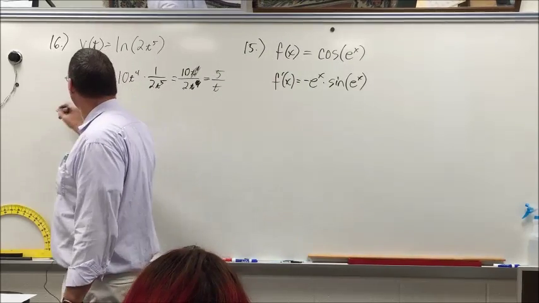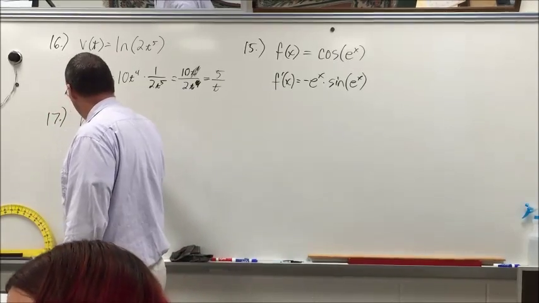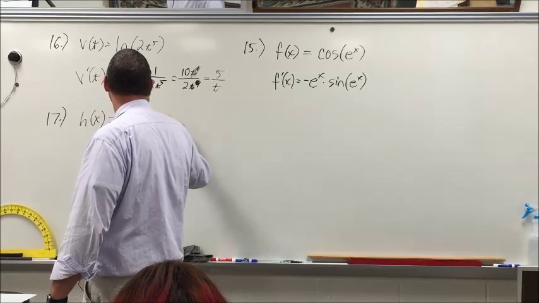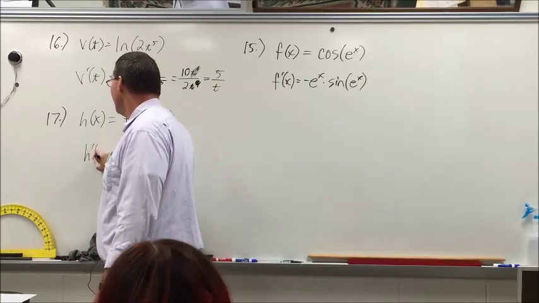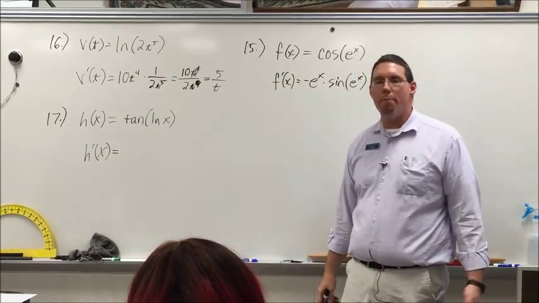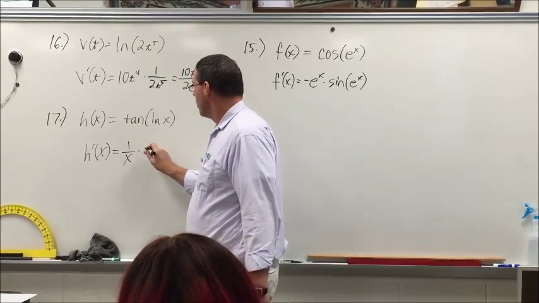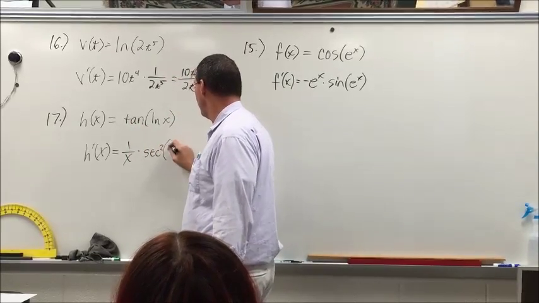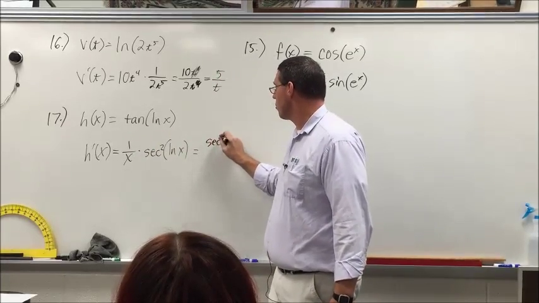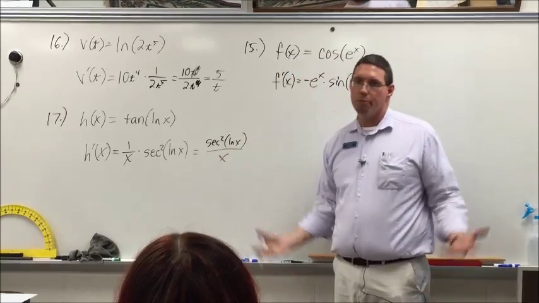Let's do question 17. h of x is tangent of the natural log of x. It doesn't matter, folks. It's just functions. No big deal. You know the rules. Just do them one piece at a time. Derivative of the inside, 1 over x, times secant squared of natural log of x. And we could put that in the numerator. We could write secant squared of the natural log of x over x if we want to. No big deal.